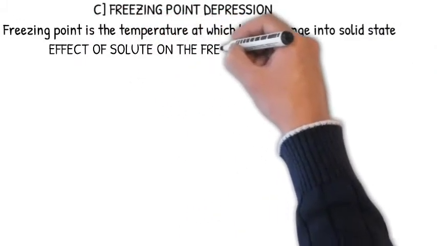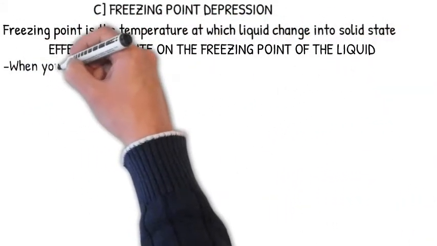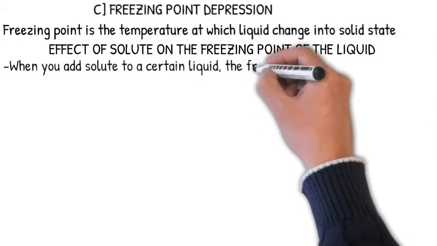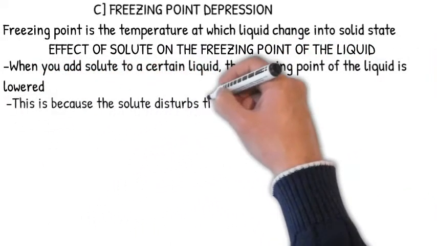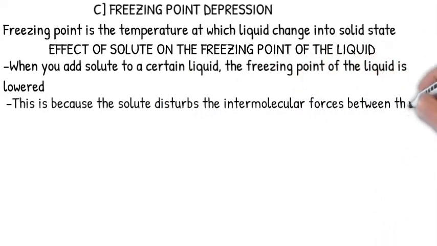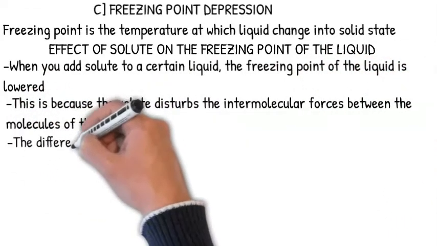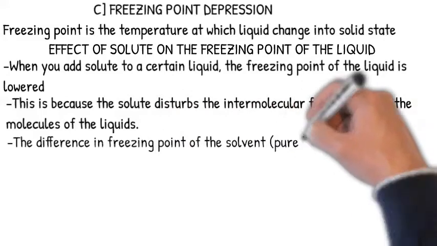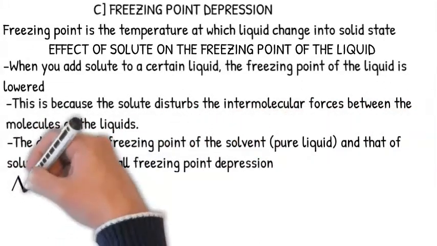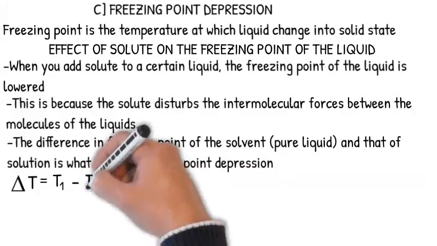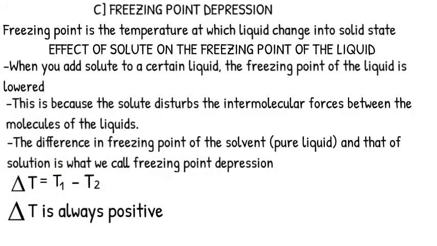Effects of solute on the freezing point of liquid. When you add solute to a certain liquid, the freezing point of the liquid is lowered. This is because the solute disturbs the intermolecular forces between the molecules of the liquid. The difference in freezing point of the solvent, pure liquid, and that of the solution is what we call freezing point depression. Change in temperature equals T1 minus T2. Change in temperature is always positive.